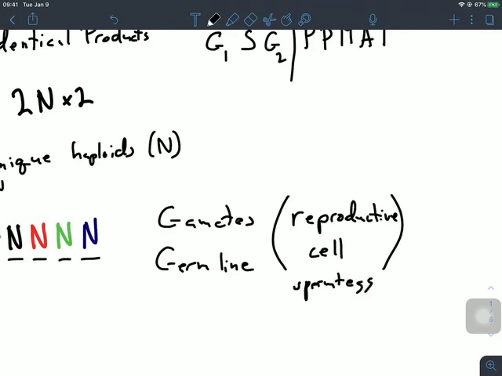Now, gametes are in contrast to the somatic or body cells that we have in us. So like your arms and legs, or this dog who's poking his nose at me right now, that nose is all somatic cells. They're all diploid. The reason why we want our gametes to be haploid is that ultimately they need to combine. And we do not want to increase the total amount of genetic material every single generation.